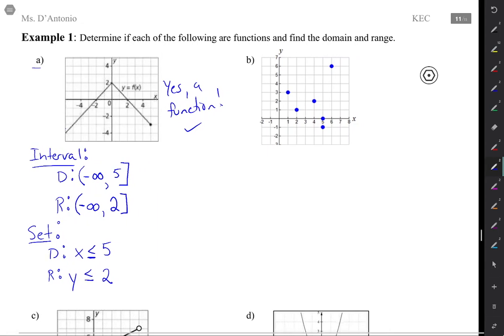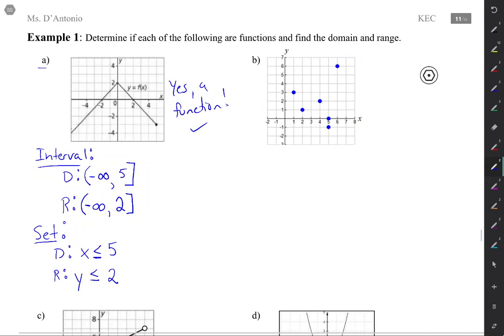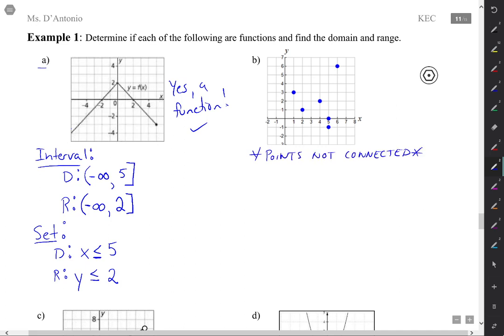Next, let's look at B. So B is a little bit easier because these points are not connected. So I'm just going to put a little note, points not connected. Now, because they're not connected, it's actually easier for us to write this domain and range because all we have to do is look at all the x values and write them in a set bracket, and then look at all the y values and write them in a set bracket as well. So I'm going to put domain, and we're going to open up these set brackets.